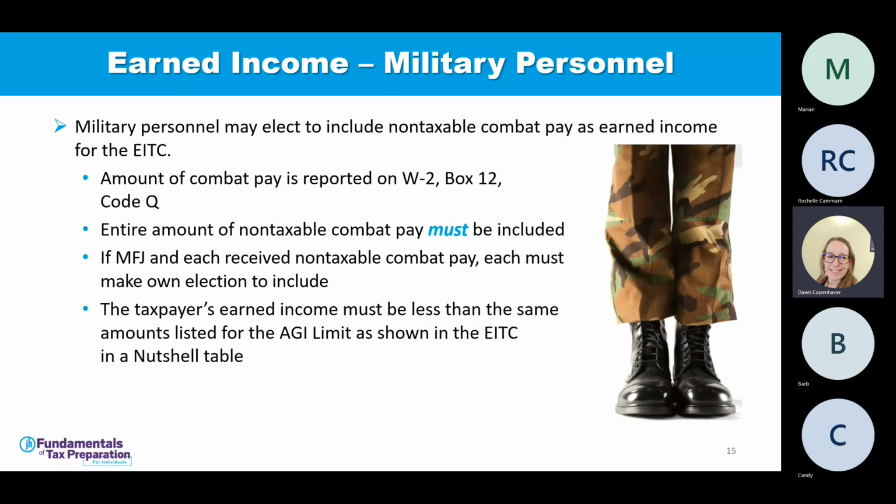Okay, so military personnel have a couple special rules. Military personnel can elect to include their non-taxable combat pay as earned income to help qualify for the earned income tax credit. But they can't say, oh, I only want to claim part of it. They can't use it to get to the threshold to get the maximum credit. They have to include all of it or none of it.